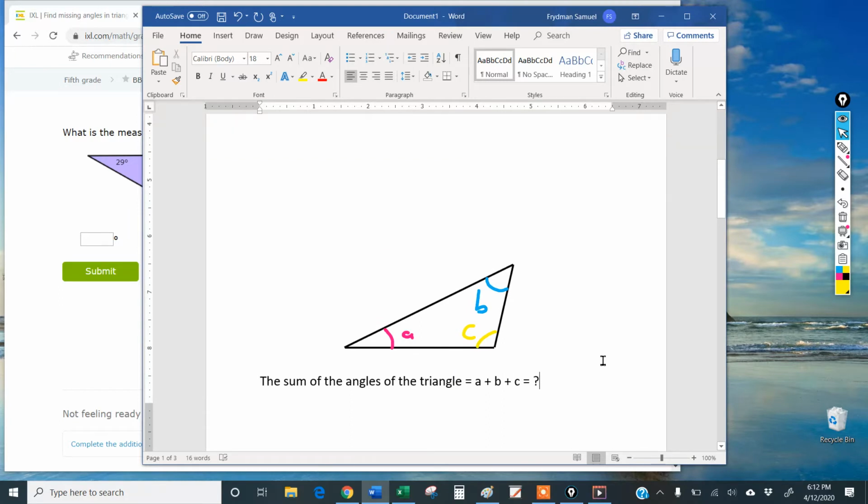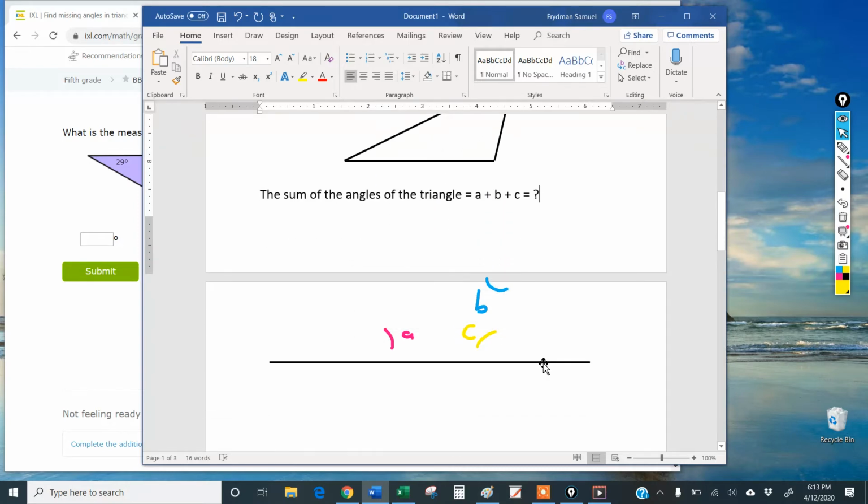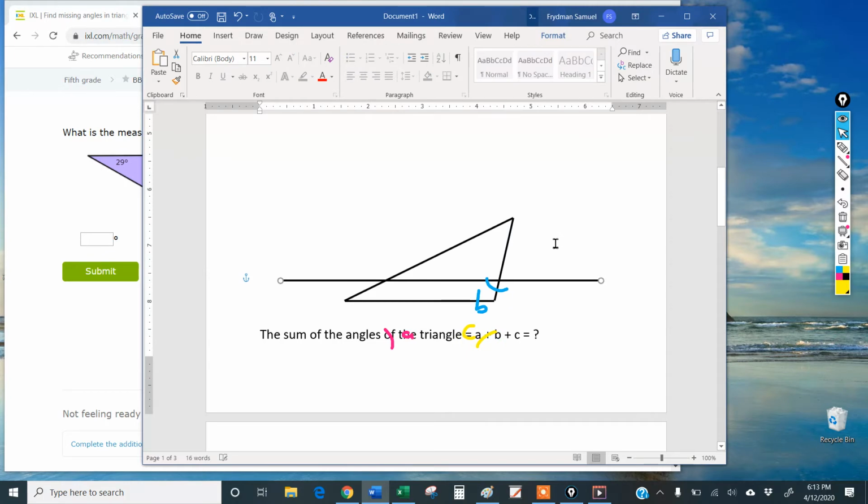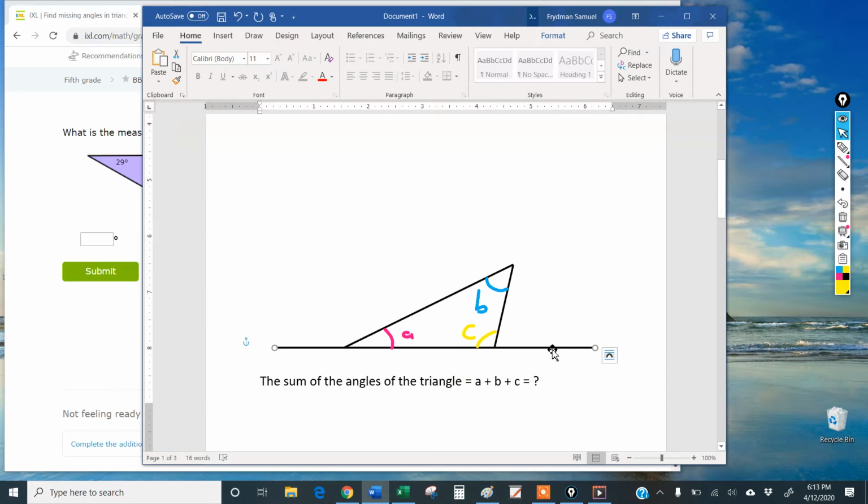So what I'm going to do is take a line that is parallel to the base of this triangle. I already created a line earlier before I started making the video. So you can see that this line right over here is parallel to the base of the triangle. Both lines are moving in exactly the same direction. So let's put this line right up here.